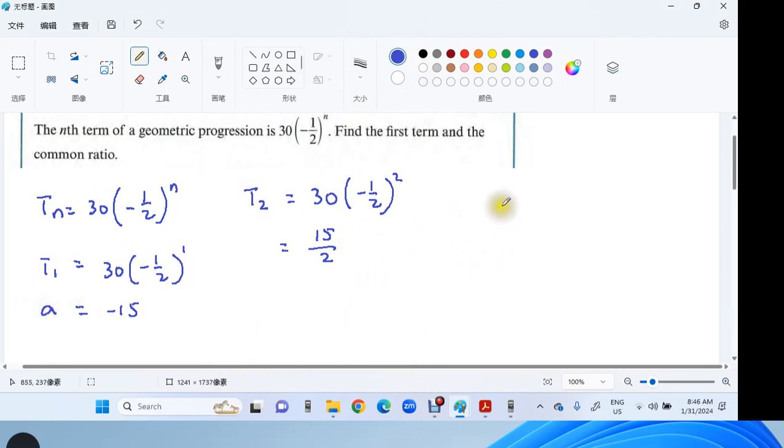Okay. So the common ratio will be the second term divided by the first term. So it will be 15 over 2 divided by negative 15. Then it will be negative half. Okay. So as a conclusion, A is negative 15. R is negative half. Okay.